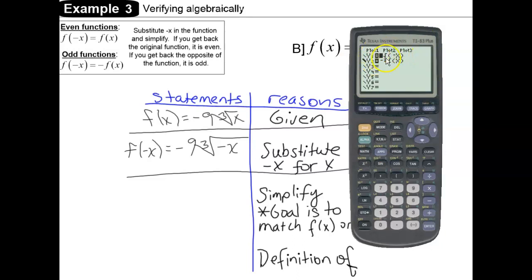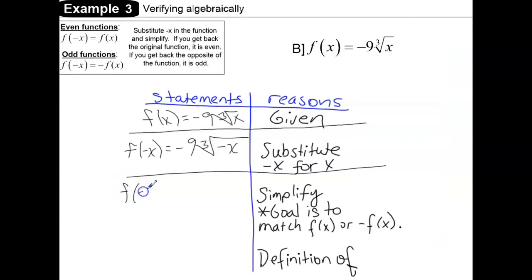Because they're odd, I can pull that negative out to the front, and when I simplify, f of negative x is equal to negative 9 times negative cube root of x, right? That's what we just showed in the graphing calculator was true. And now I have a negative times a negative, which will simplify to a positive. So f of negative x is now equal to positive 9 cube root of x.